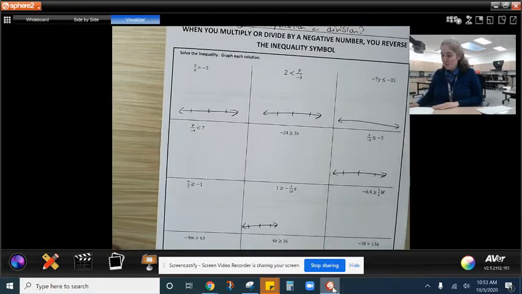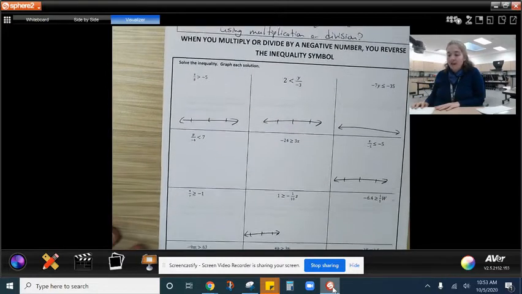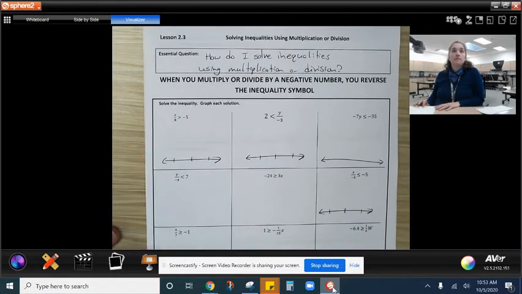Good morning, algebra. So today we are going to look at lesson 2.3, which is how do we solve inequalities involving multiplication and division.